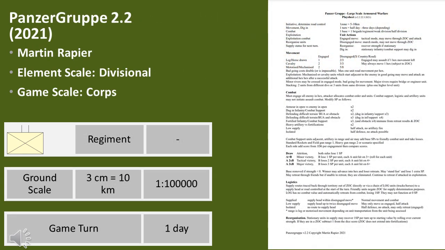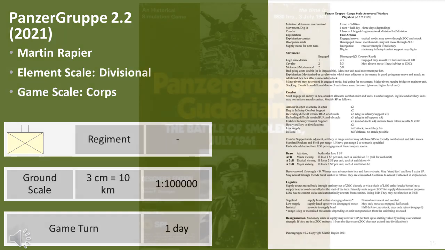Panzergrouping 2.2, which I've covered in the regimental scale video, is a set of rules created by Martin Rapier, with version 2.2 coming out in 2021. I've covered these in the regimental scale section, but they can also support divisional scale figure gaming. The scale is 1 in 100,000 and it does use hexes. While these are valid sets of rules, it's really scraping the bottom of the barrel.